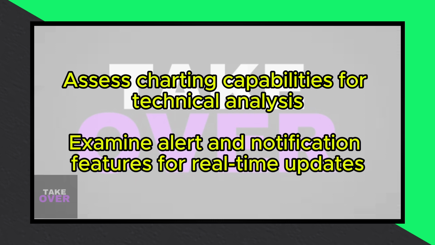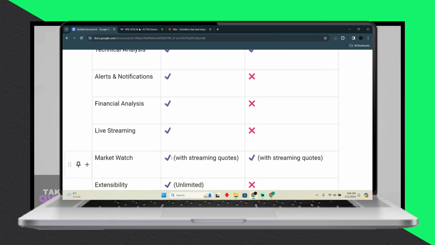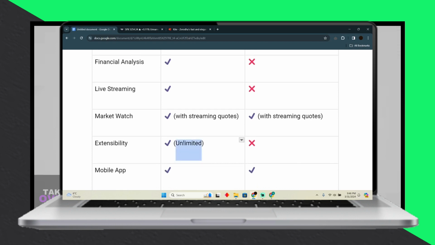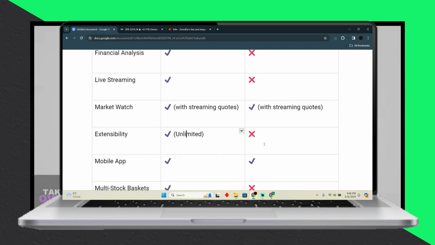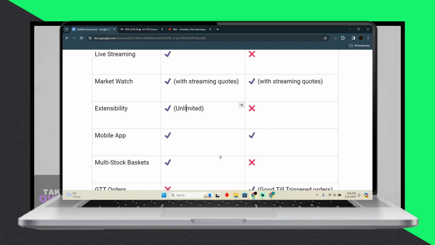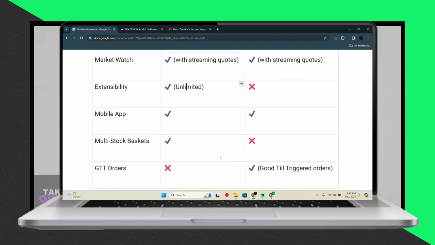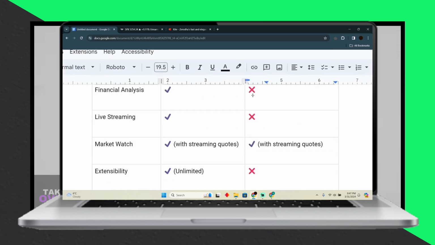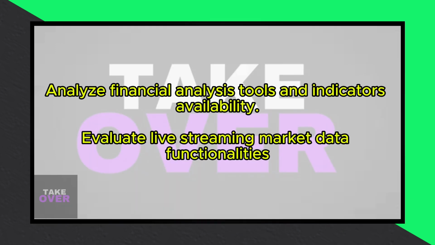market trends and patterns. Moving on to alert and notification features, TradingView outshines Zerodha Kite by providing comprehensive alert systems, ensuring users stay informed about price movements and market events in real time. When it comes to financial analysis tools, TradingView takes the lead once again, offering a wide array of analytical tools and indicators to aid traders in making informed decisions. Zerodha Kite, however, falls short in this aspect, lacking the extensive financial analysis capabilities found in TradingView.